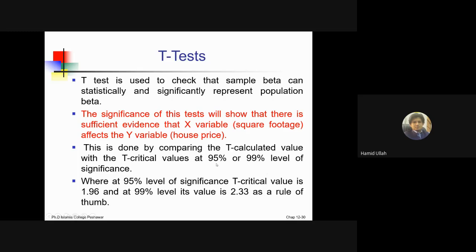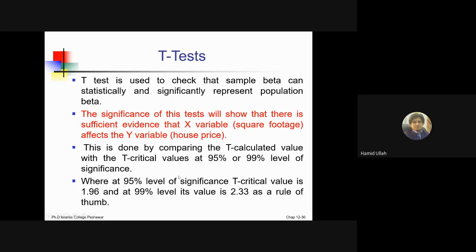So we will test our hypothesis at the 95% level of significance. Mostly in social sciences, we test our hypothesis at the 95% level of significance. You might have observed that when I was giving data in Excel, there was a confidence interval, a significance level. I have given 95%. This is the reason that I want to test it at 95%.